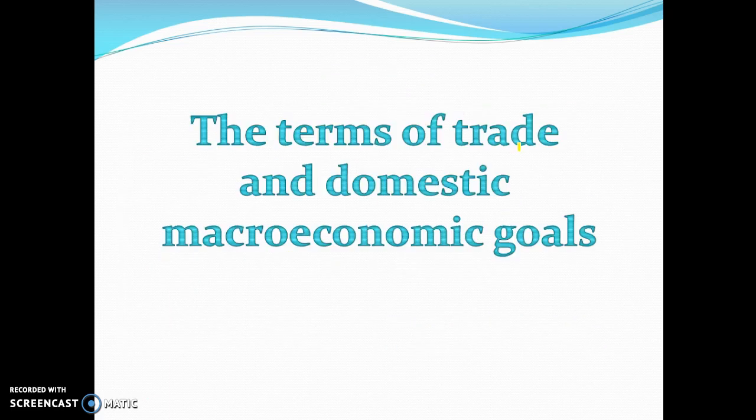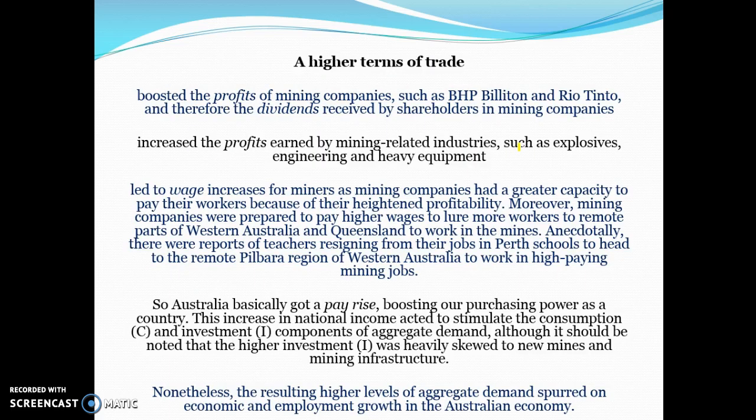Alright, the terms of trade and the domestic macroeconomic goals. So first of all, a higher terms of trade is really good for the economy. It boosts profits for the mining sector, it increases dividends for shareholders, it increases profit in mining-related industries, so those that are making explosives and engineering and heavy equipment that are supplying to the mines. It led to wage increases for miners, so they were able to spend more money, and that led to things like teachers resigning their jobs in Perth and relocating to Western Australia. So basically, the economy as a whole got a pay rise.